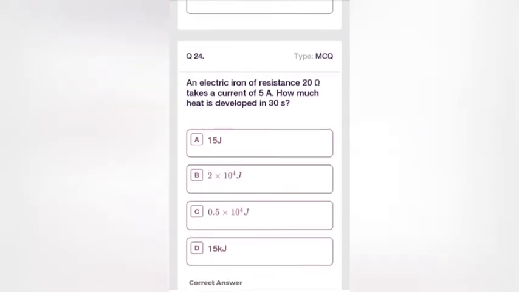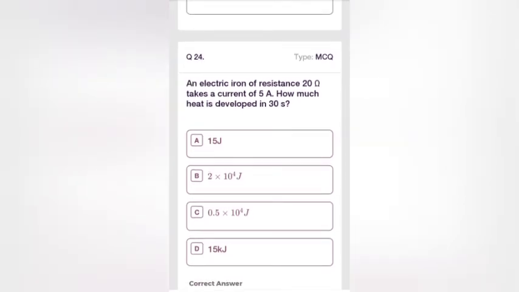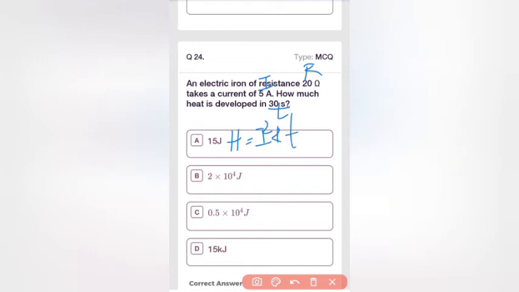An electric iron of resistance 20 ohm takes a current of 5 amps. How much heat is developed in 30 seconds? So here, resistance is given, current is given, and the time is given. So how to find the heat? Heat is equal to I square R T. So I is 5, so 5 square, into R, R is 20, into time. Time is 30 seconds. We can get it in joules.